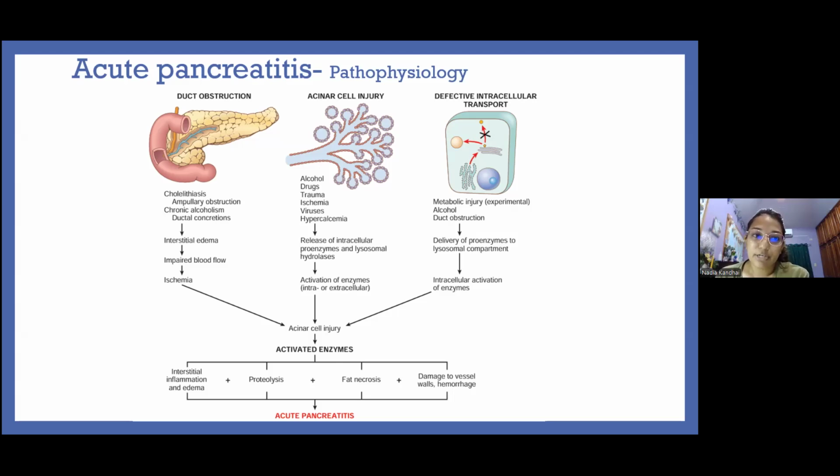Oxidative stress generates free radicals in the acinar cells, which leads to membrane lipid oxidation and activation of transcription factors, which then induce chemokine expression and attract mononuclear cells. The last is defective intracellular transport of proenzymes within the acinar cells, where the proenzymes are inappropriately delivered to the intracellular compartment, which contains lysosomal hydrolases, and this causes their premature activation and release.